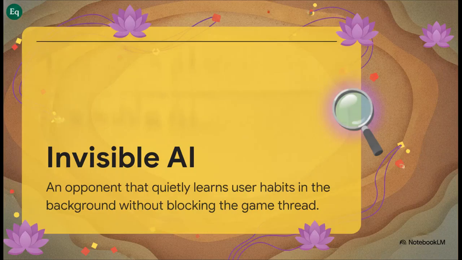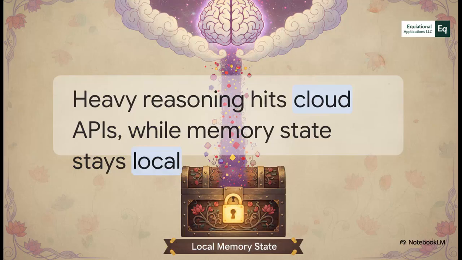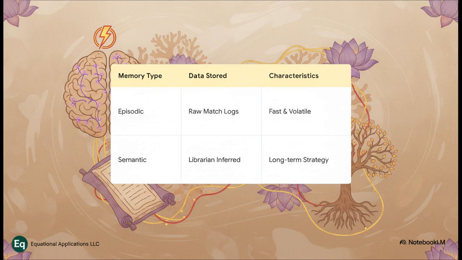Enter Invisible AI. It quietly studies your gaming habits in the background without lagging the main thread. How? We pair local browser memory using sql.js with Bring Your Own Inference through the cloud. Basically, heavy reasoning hits remote cloud APIs, but your memory state? That stays securely local.